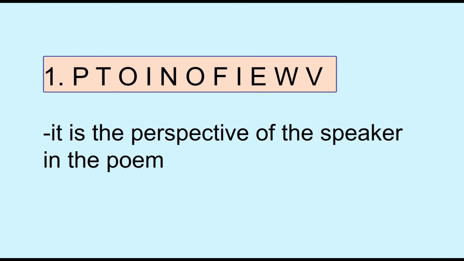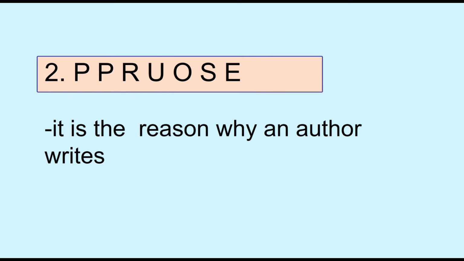Are you done with your answers? If yes, let us check your word. Number 1, it is a perspective of the speaker in the poem. The correct answer is point of view. Number 2, it is the reason why an author writes. The correct answer is purpose.